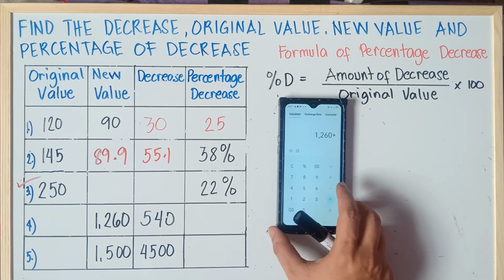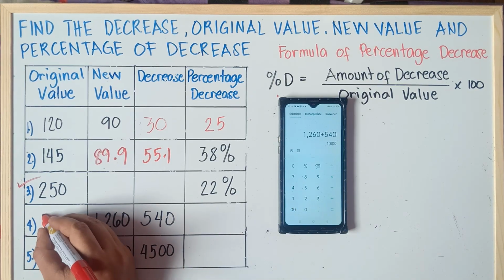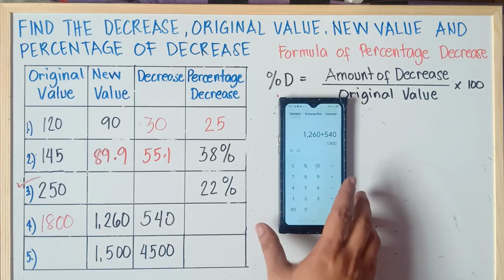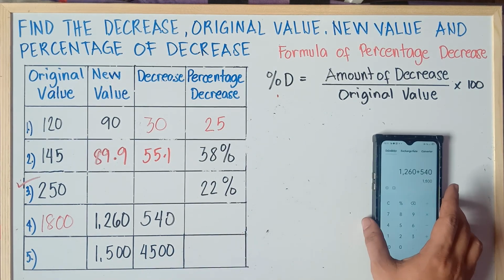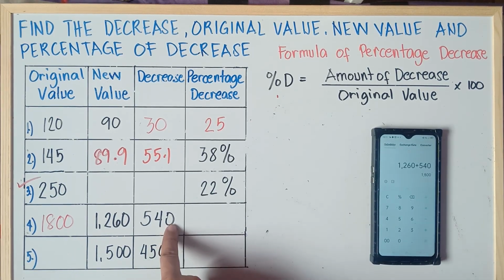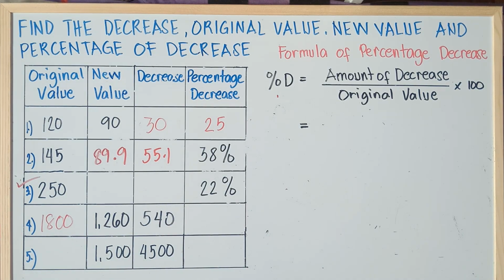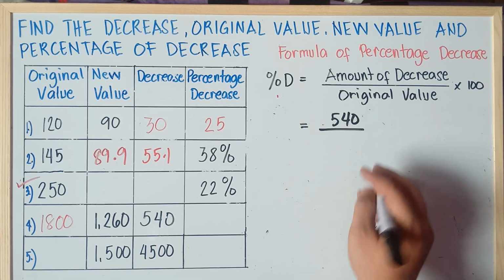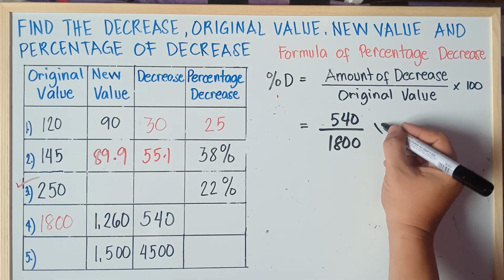1,260 plus 540, that would be 1,800. So this is 1,800. Now, can we find the percentage of decrease? Yep, we can, because we have the amount of decrease, the original value, and the new value. So to find the percentage of decrease, this will be the amount of decrease, that's 540, divide by the original value, that's 1,800, times 100.